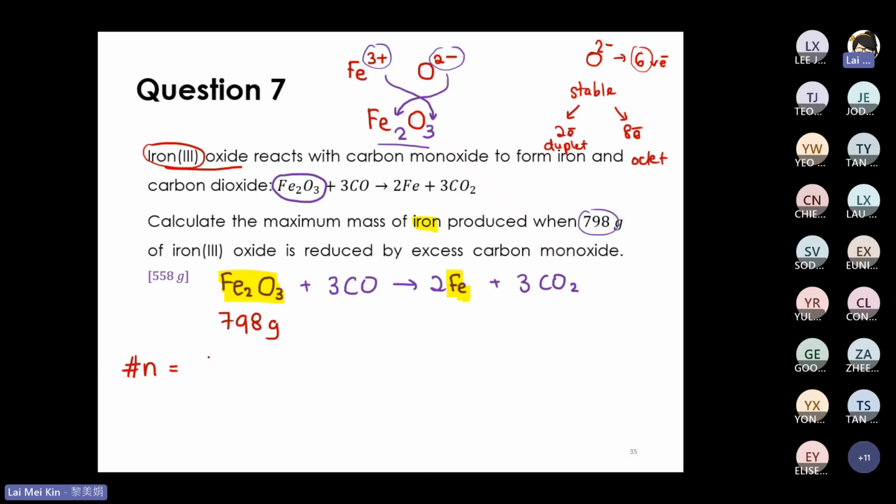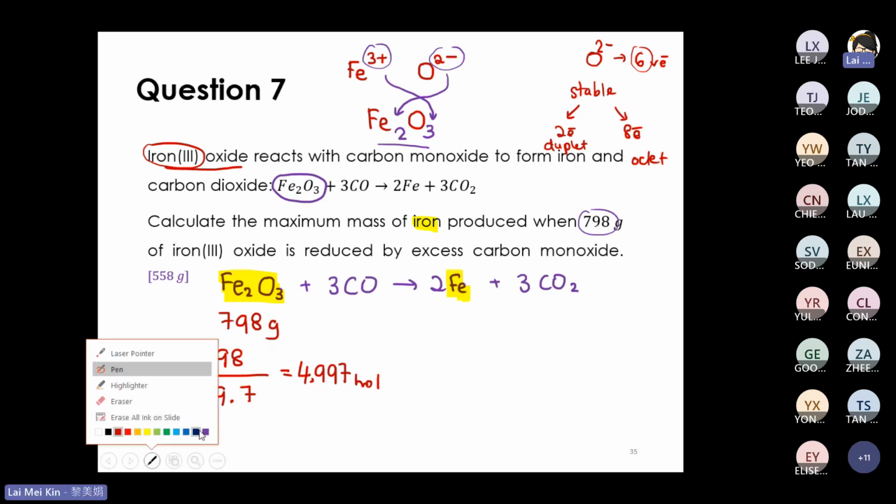And how do you find the number of mole? You use the mass divided by molar mass. Anyone, molar mass of iron(III) oxide? 159.7. So what do you get for the number of mole? Around 5, but 4.9. I want the decimal point, please give me the decimal point. 4.997 mole. So you solve this first part.